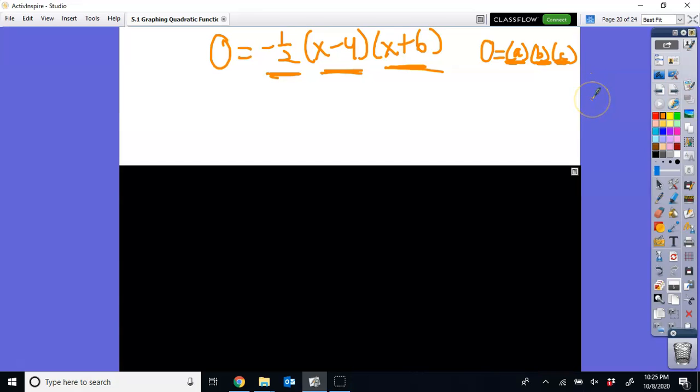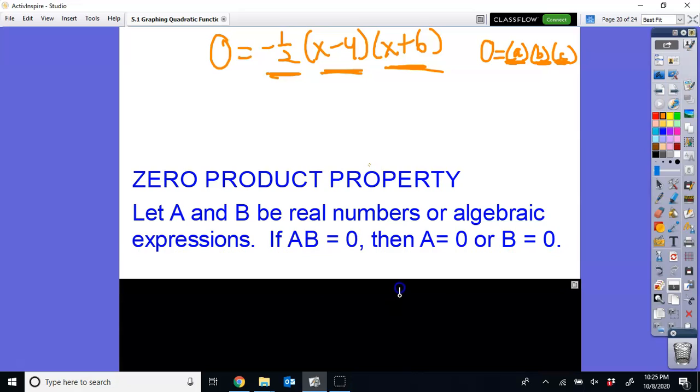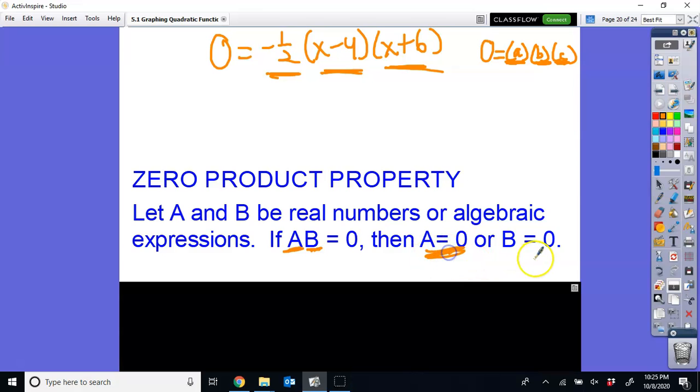If I just thought in my head, I said, guys, I'm thinking of 2 numbers, and when I multiply those numbers, I get 0. Everybody in this class would probably say, oh, that means one of them's 0. Because when you multiply things together, the only way you get 0 is if one of the numbers is 0. That is called the zero product property. It says let A and B be real numbers or algebraic expressions. If A times B equals 0, then A equals 0 or B equals 0. There's no other way around it, guys. If you multiply something together and it gives you nothing, one of those things has to be 0.